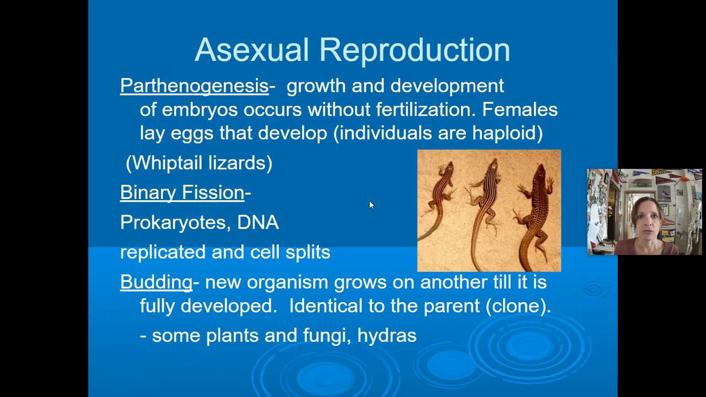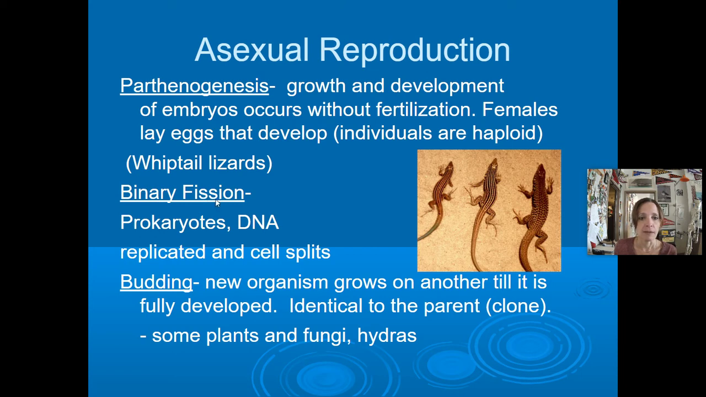So a little bit about asexual reproduction. This would be like mitosis, and there's a couple different ones you should know about. Parthenogenesis is where embryos occur without fertilization. So females lay eggs that develop. Individuals are haploid. Okay, so the eggs are still haploid, and an example of this is whiptail lizards.